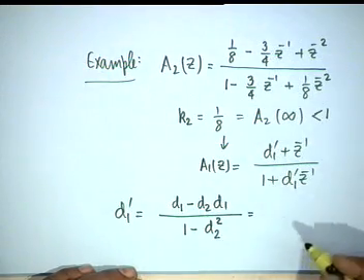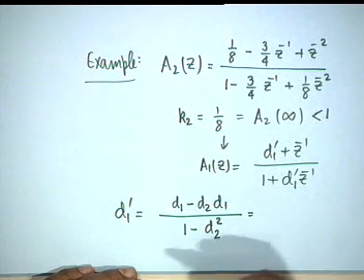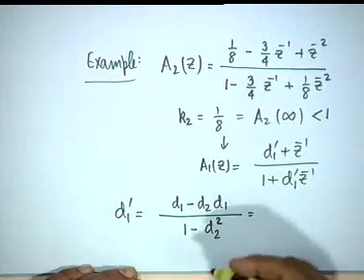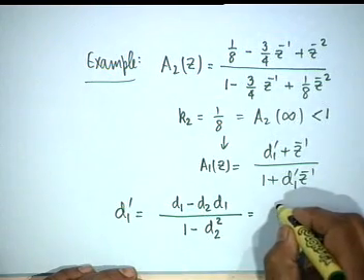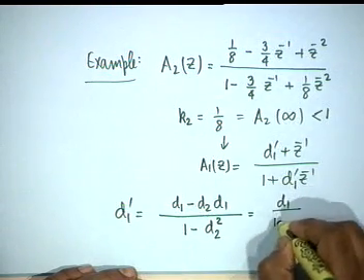Now, you see an important feature, this is why I chose this example. Any example would have brought out this feature, that this is simply equal to D1 divided by 1 plus D2.